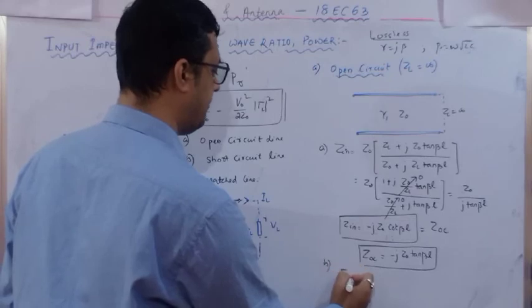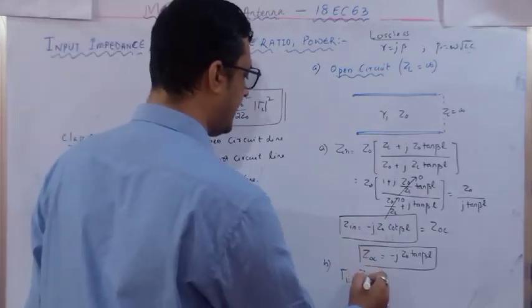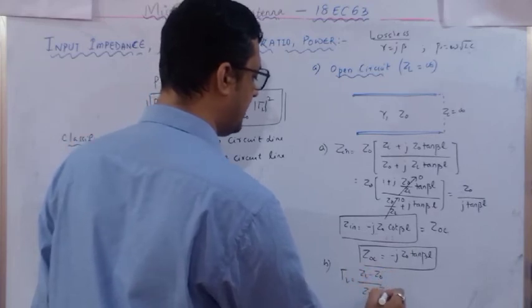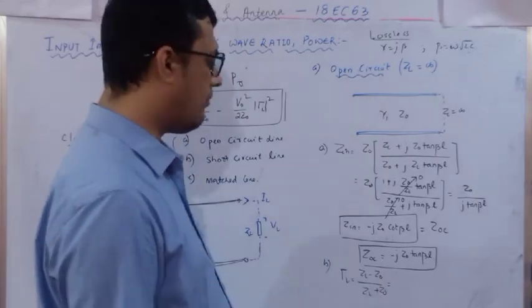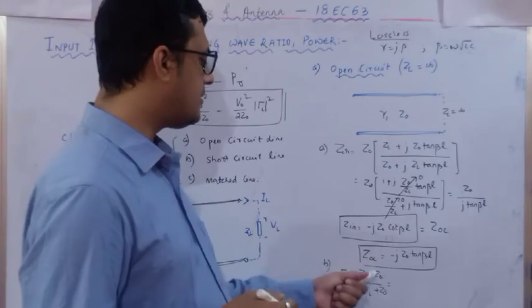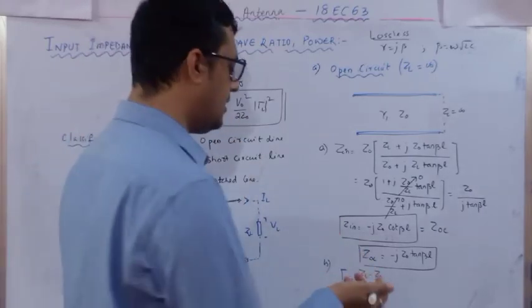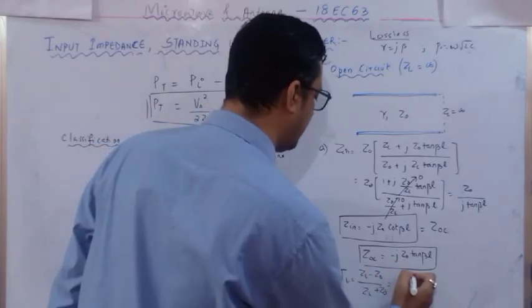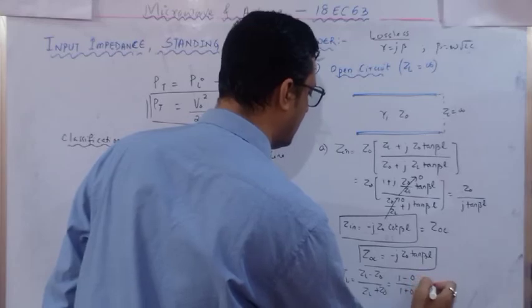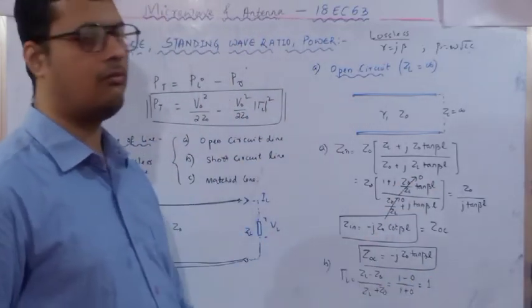Second, we need to calculate the reflection coefficient. What is our formula? It is ZL minus Z0 divided by ZL plus Z0. With the same principle, take ZL common from the numerator and denominator, so Z0 by ZL will come. Something divided by infinity is 0. So the reflection coefficient is (1 minus 0) divided by (1 plus 0), which means the reflection coefficient for the open circuit line is 1.